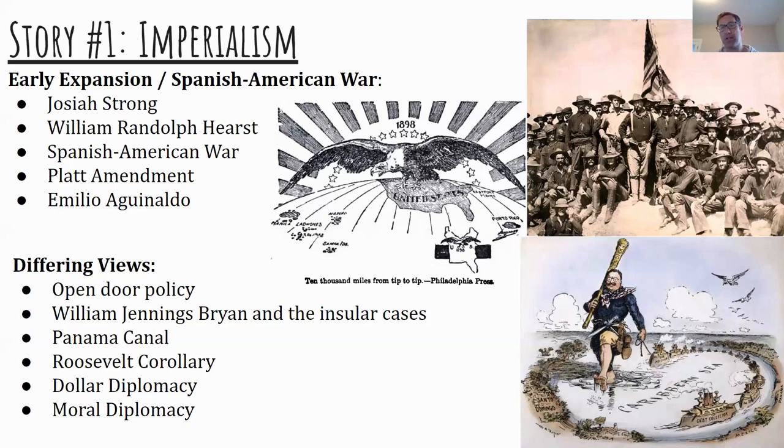And even though the Spanish-American War is over, it does not stop America's imperial policies, which are going to continue for the next 3 presidents. So imperialism begins under William McKinley, who was a Republican, very pro-business.